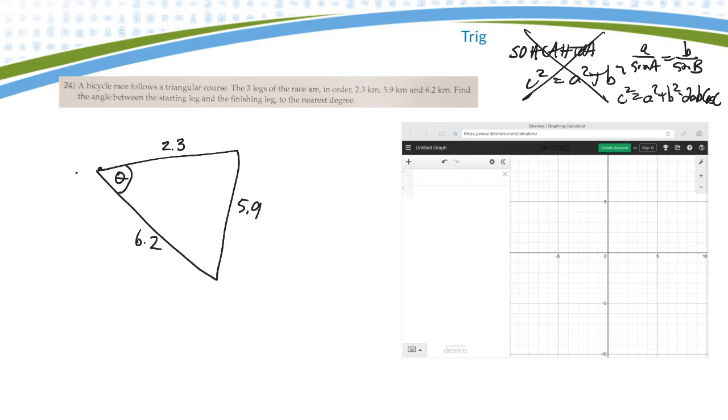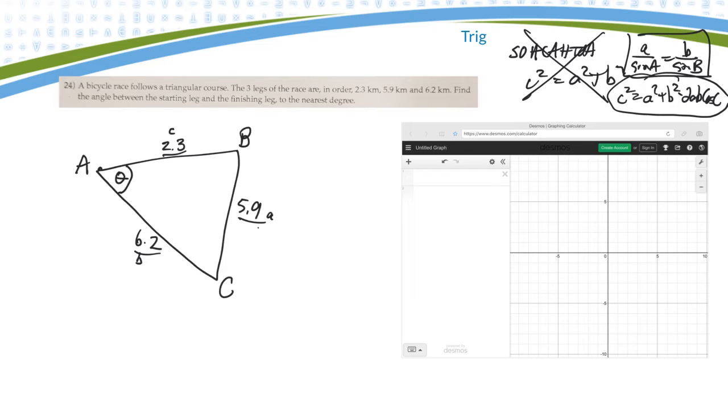Let's label this. Let's call this A, B, and C. So this side is side C, this is side A, and this is side B. They want us to figure out that angle. Now, in order to use the law of sines, the easier of the two, I need to know a side and its corresponding angle. Here I know three sides, but no angles. Therefore, I'm going to have to use the law of cosines.